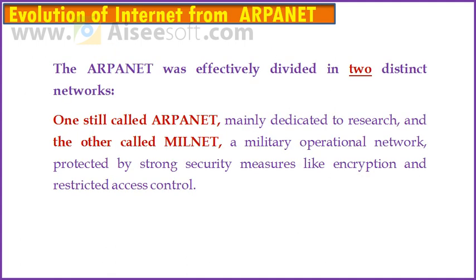The ARPANET was effectively divided into two distinct networks. One was still called ARPANET, mainly dedicated to research, and the other was called MILNET, a military operational network protected by strong security measures like encryption and restricted access control.